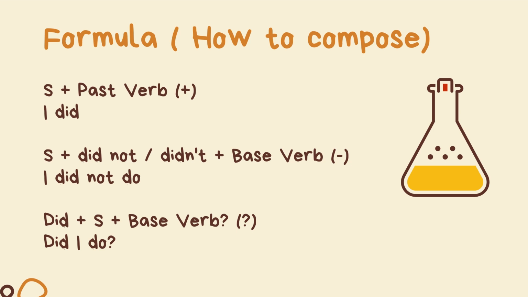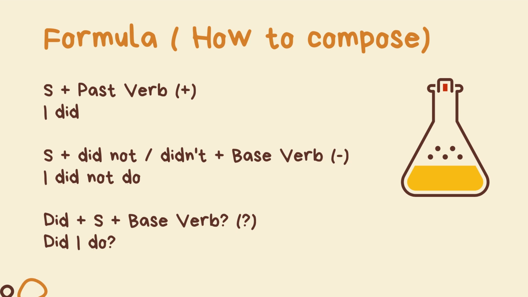In the negative form, we need to add not or negation. Sometimes it can be simplified using didn't. Did not becomes didn't, followed by base verb. For example, I did not do. And the question formation begins with the auxiliary did, then followed by the subject, followed by the base verb, and of course a question mark. For example, did I do?